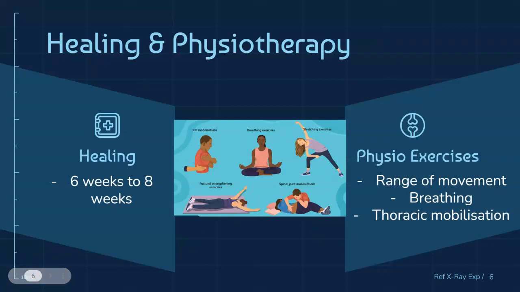The estimated healing time is about 6 weeks of at-home pain management and self-care. There are a few recommended physiotherapy exercises such as gentle range of movement exercises, breathing techniques, and thoracic mobilization. For fractured ribs, it is recommended to start gently moving as soon as comfort allows.